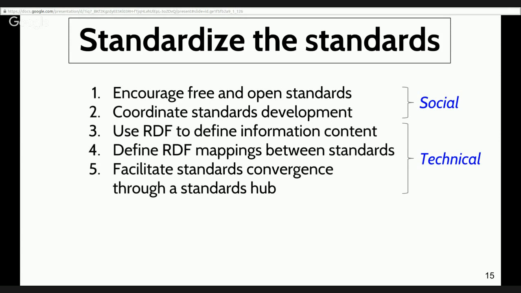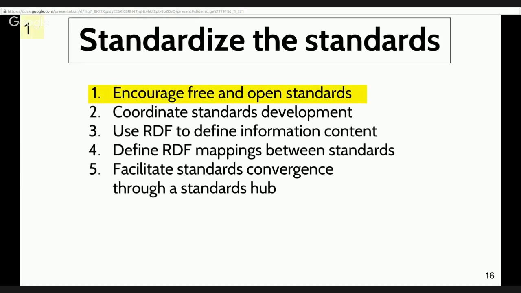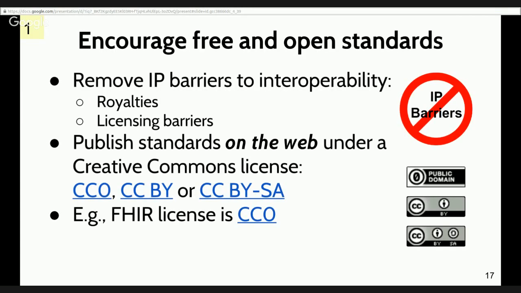Okay, so now let's get into how to do this. These are the 5 parts that are involved in standardizing the standards. The first 2 of these are essentially social efforts that need to be undertaken, and the last 3 are technical. So let me get into, first of all, number 1, encouraging free and open standards.